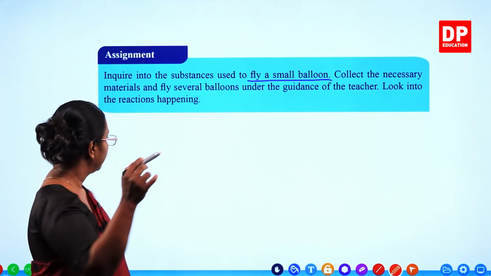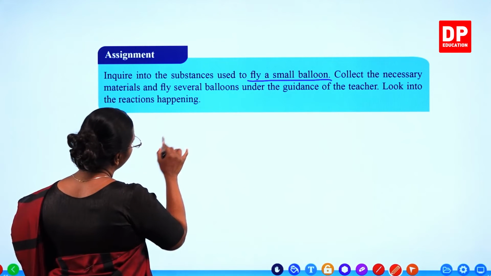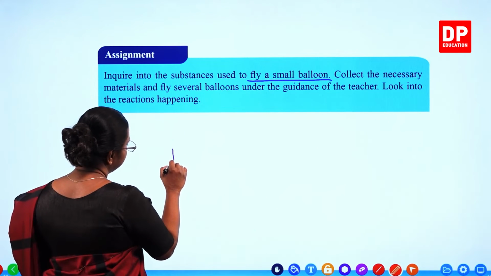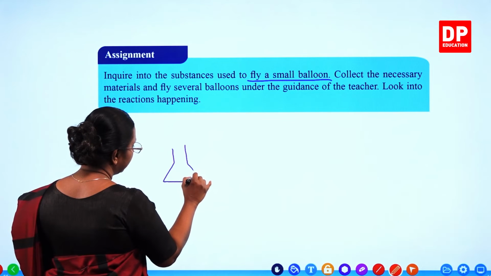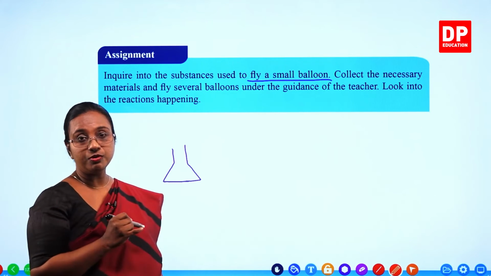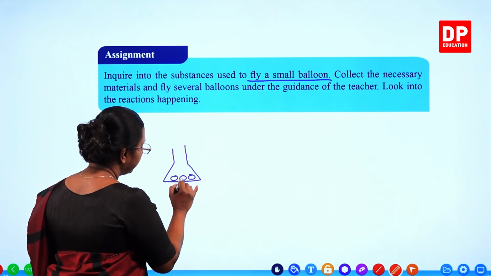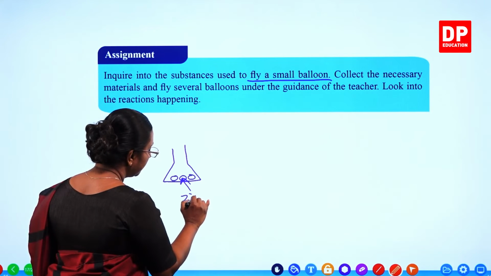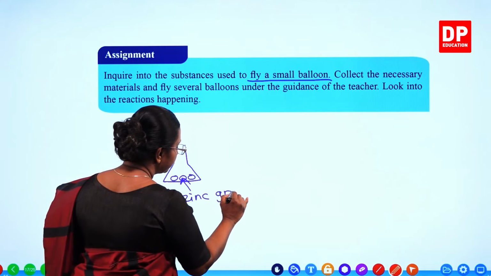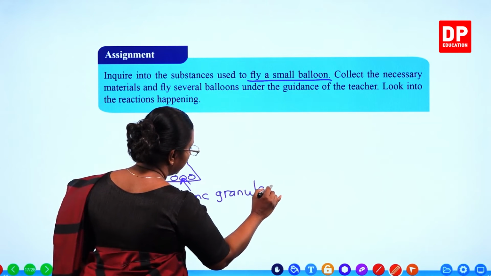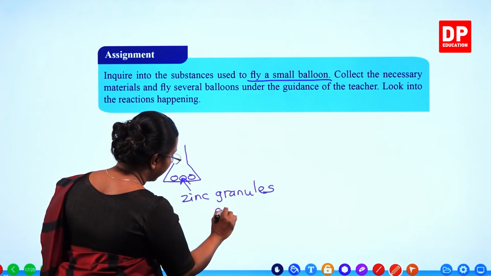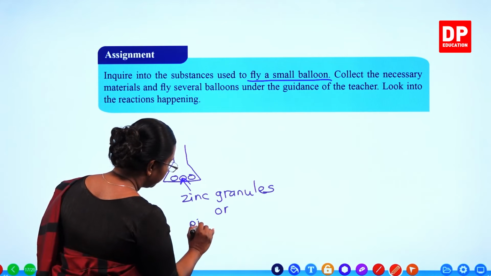activity? We can take a test tube or even a conical flask, maybe a conical flask like we did in the activity before. And into that, we can put zinc granules. You can put zinc granules, that is here, or you can put pieces of magnesium.